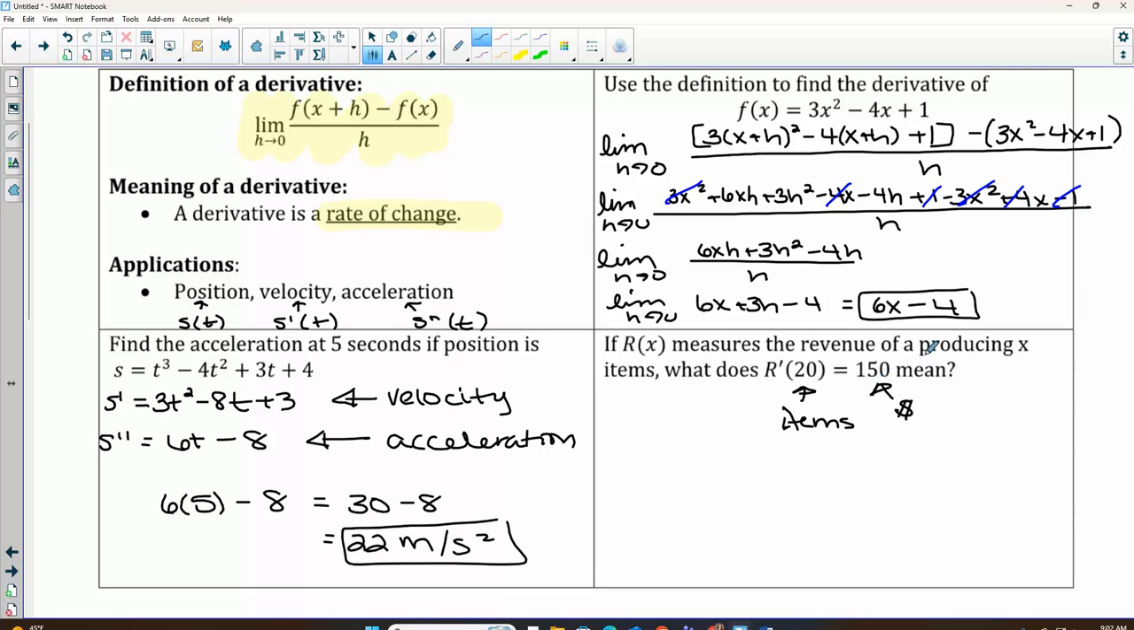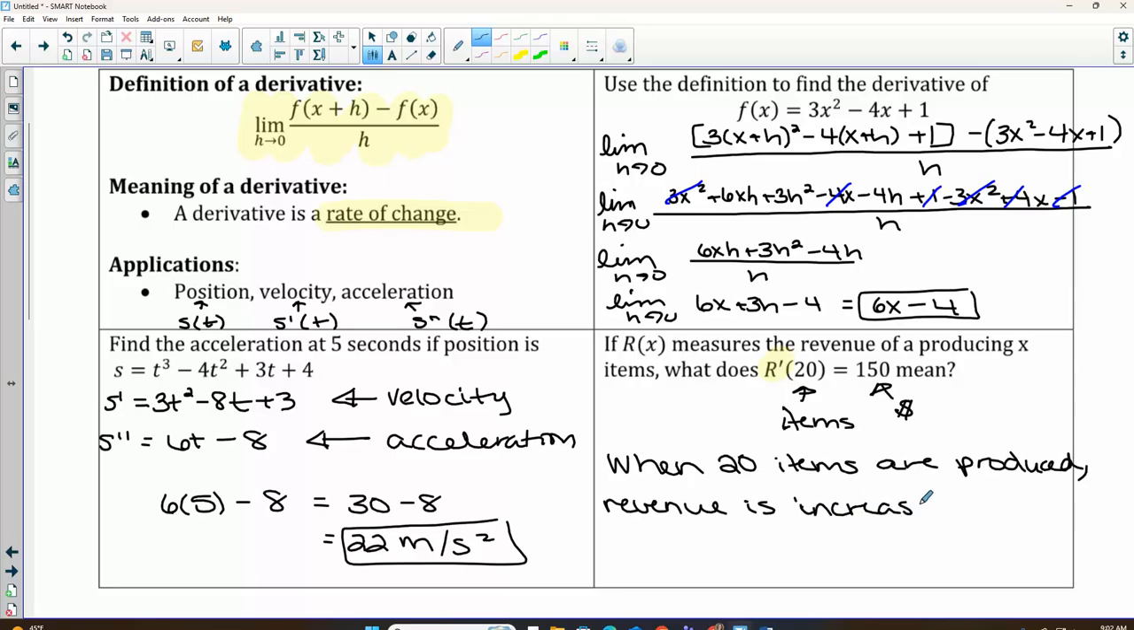No, because it's R prime. A derivative is a rate of change. So it's saying when 20 items are produced, the revenue is, is the revenue increasing or decreasing? Increasing, because it's positive. $150 per item.